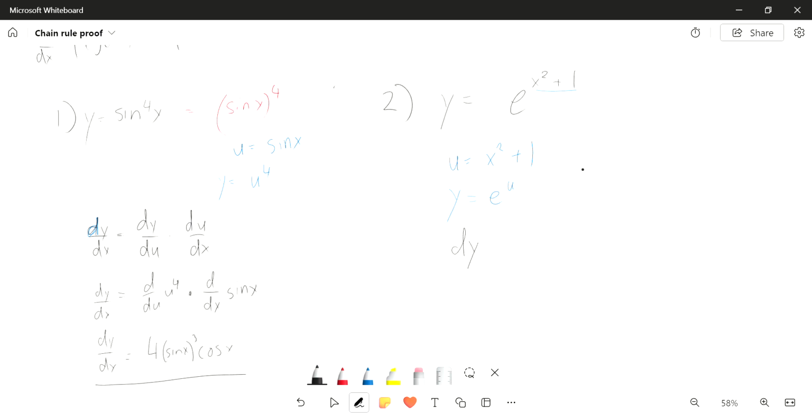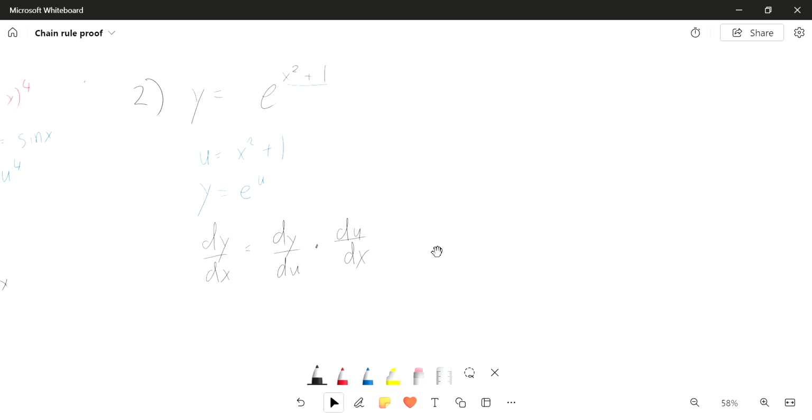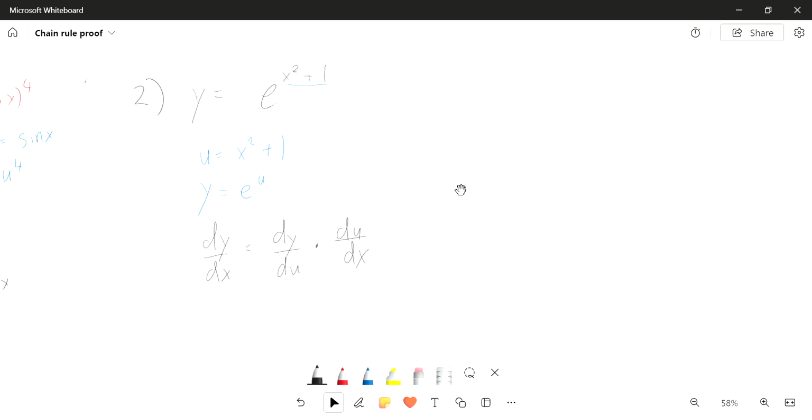So that means the derivative of y with respect to x is equal to the derivative of y with respect to u multiplied by the derivative of u with respect to x. And I can just say dy over du times du over dx. That is much shorter to say, but I don't know how well you understand it at this stage without any feedback, so I'm just playing it safe.